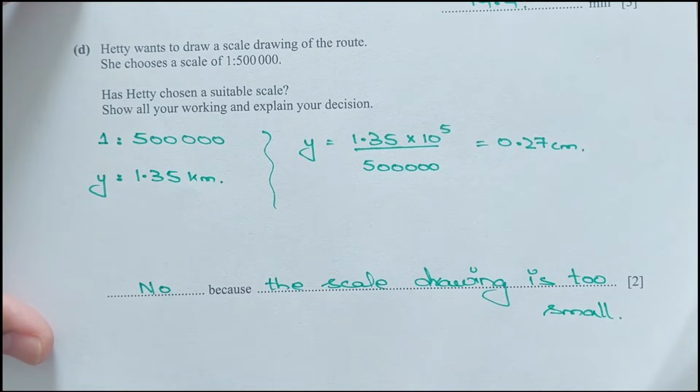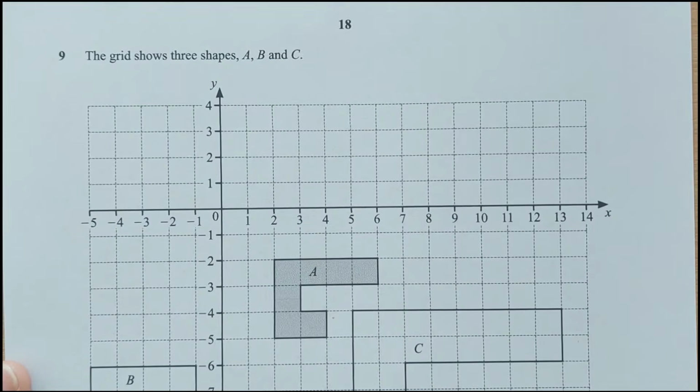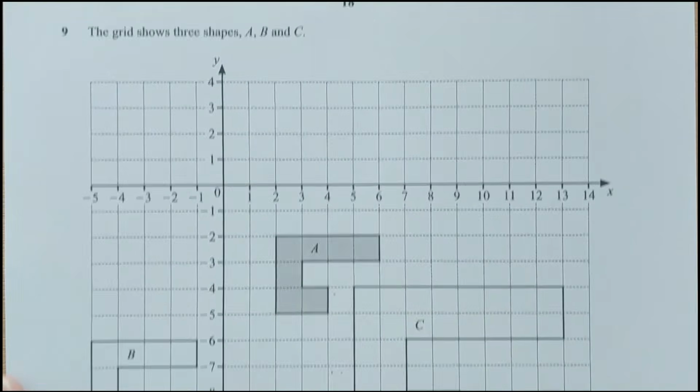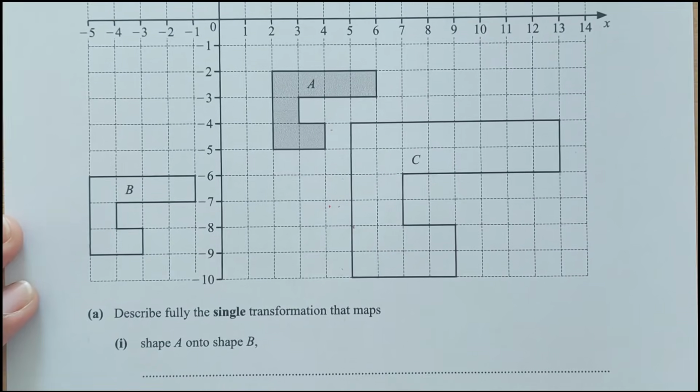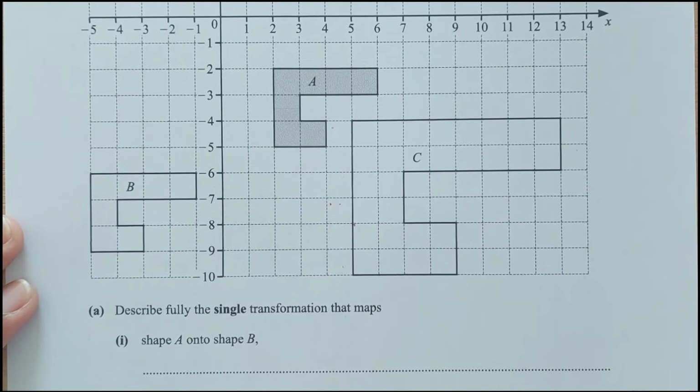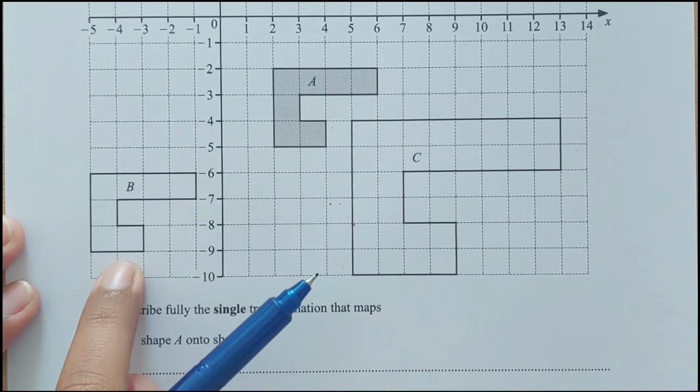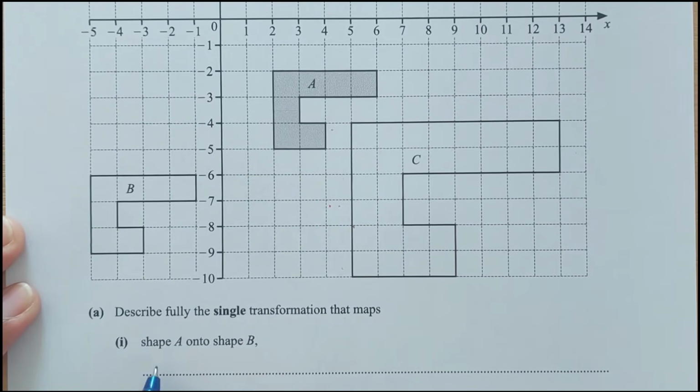0.27 is a very small amount. Question number 9. The grid shows the shapes A, B, and C. Part A. Describe fully the single transformation that maps shape A onto shape B. A to B is a translation.